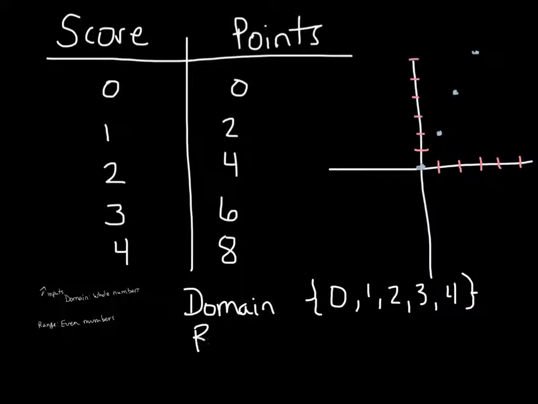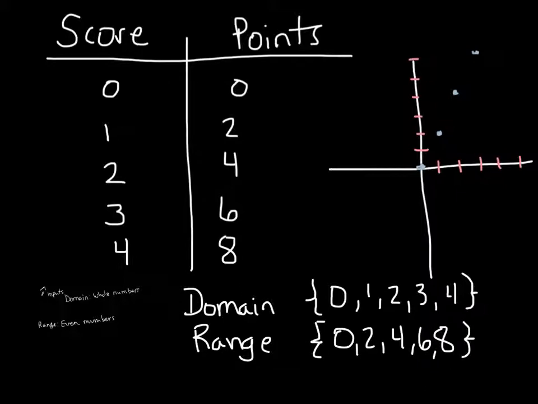Similarly with range, we would just simply list them. So we might want to use these fancy parentheses again, and we would say 0, 2, 4, 6, 8, because that's the only possible range values. It really depends on the context of the problem and the type of situation.